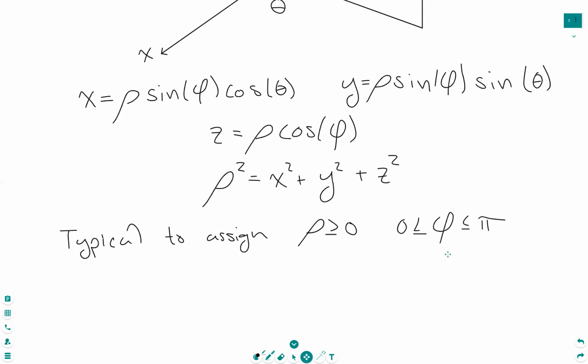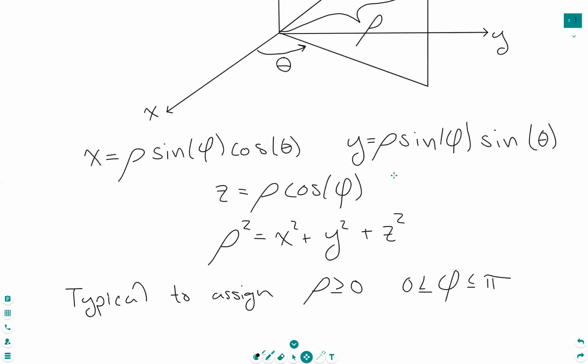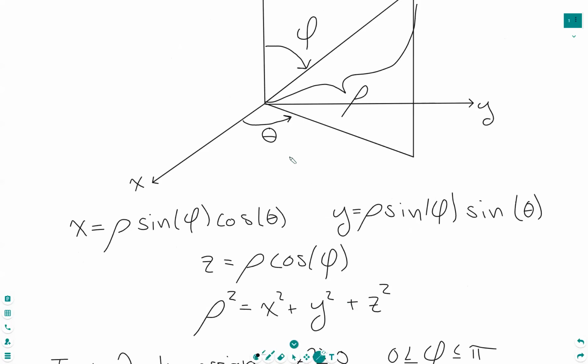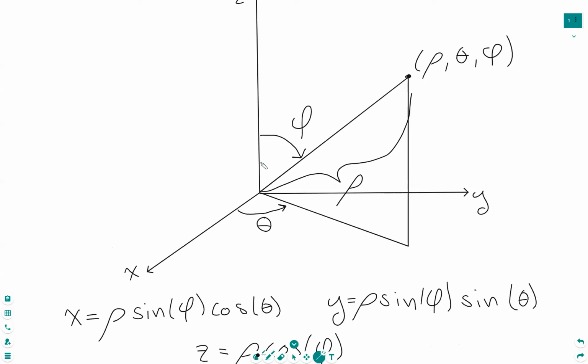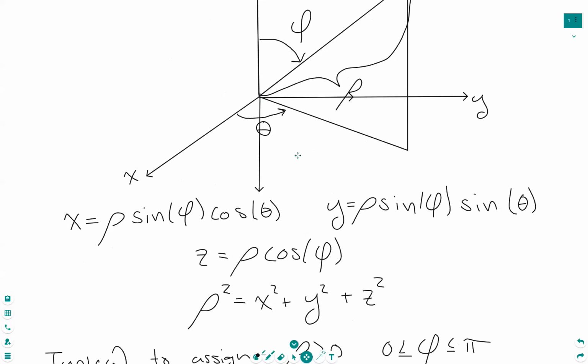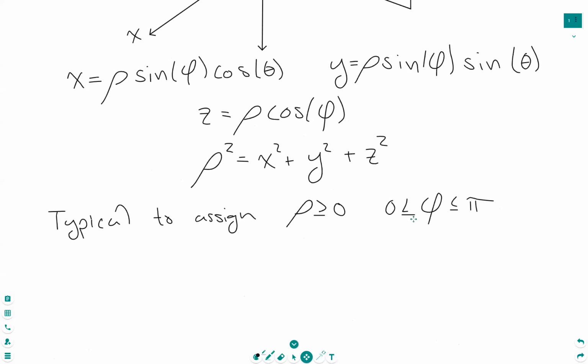2 pi for theta. The reason for this is, let's say we wanted to make a sphere. Well, if we started from up here and we went pi down, and then theta goes all the way around, we would recreate one sphere. If we said phi went from 0 to 2 pi, as well as theta going from 0 to 2 pi, we would double draw a sphere. So typically we say that phi goes from 0 to pi.